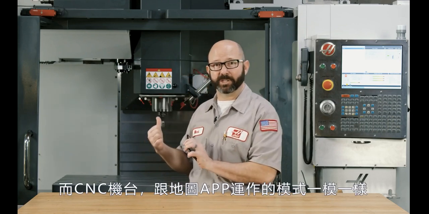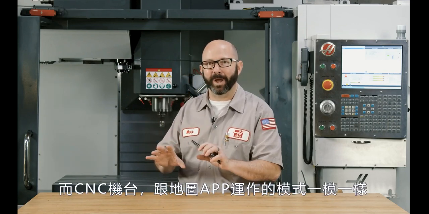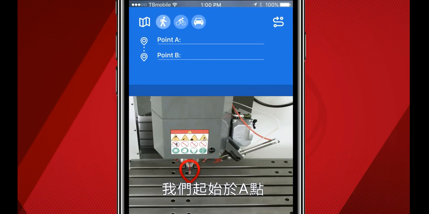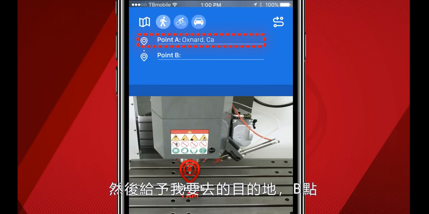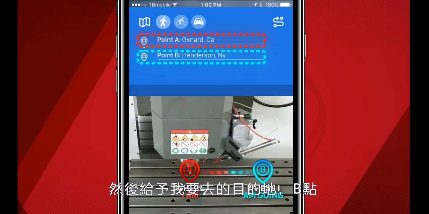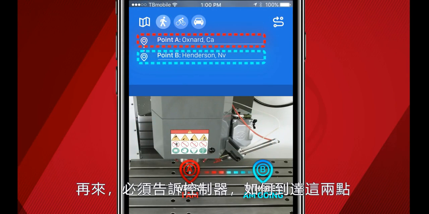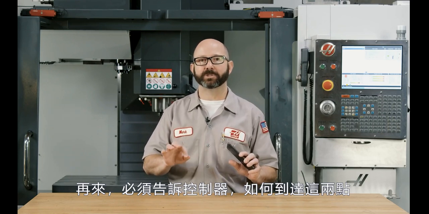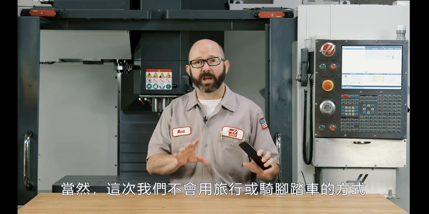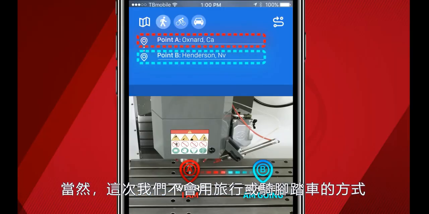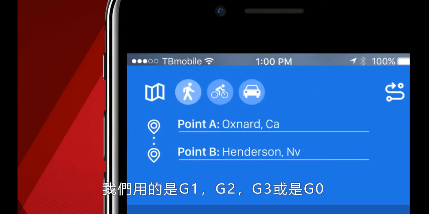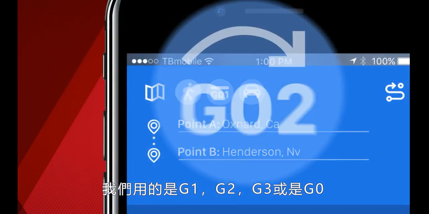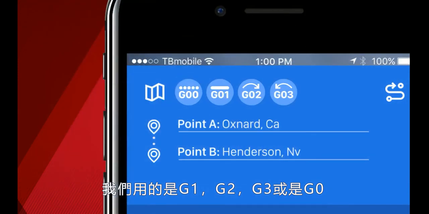And our CNC machines work in the exact same way. Look, we start by defining our point A, where I am. Then we'll give it a destination, a point B, where I am going. Then we have to tell the control how to move between these 2 points. Except this time, we're not going to travel by car or bicycle. We're going to travel by G1, G2, G3, or G0.